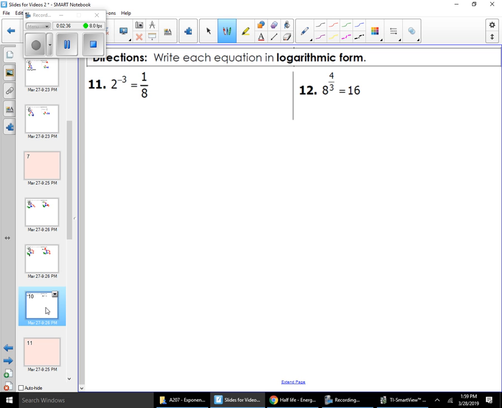Last but not least, we've got those fractional exponents coming back, 2 to the negative third power. Remember that negative exponent is telling us we're going to have reciprocals. 2 to the positive third power is 8. So the negative there is telling us to put that 8 in the denominator. So the math fact for number 11, 2 to the negative third equals 1/8. To write that in logarithmic form, we have a log base 2. Our input is now 1/8. And our power then is negative 3. Again, we're just switching the inputs and the outputs.